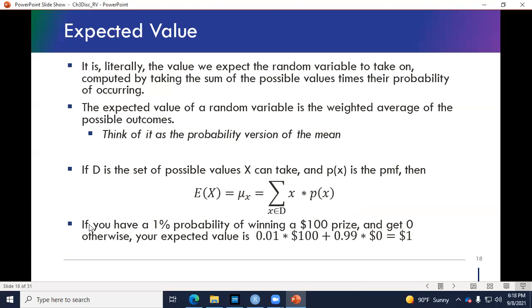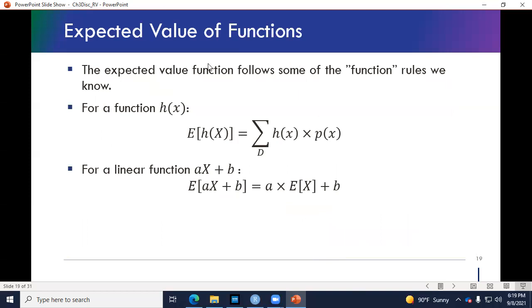A small example here: if you have a 1% probability of winning a $100 prize and get 0 otherwise, so you either get $100 or you get nothing, the expected value is 100 times the probability of getting 100 plus 0 times the probability of getting 0. So that's the expected value of the money you can get.